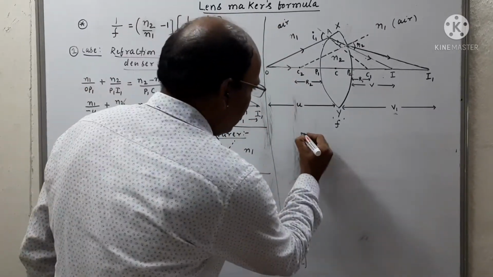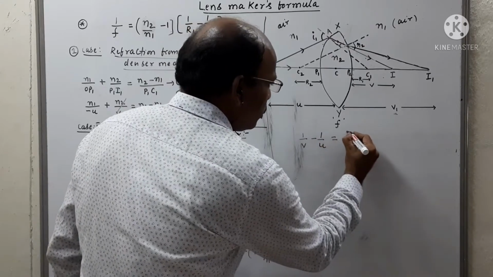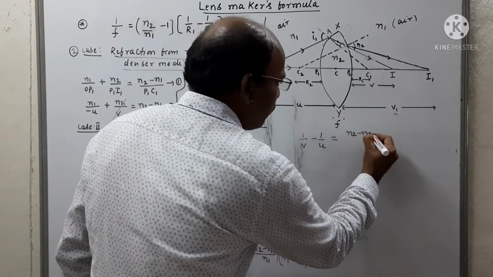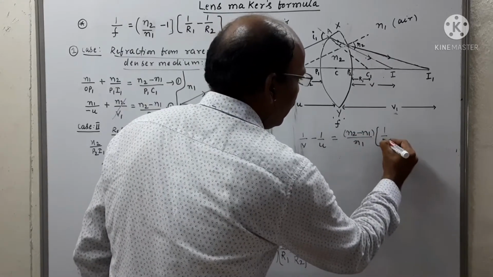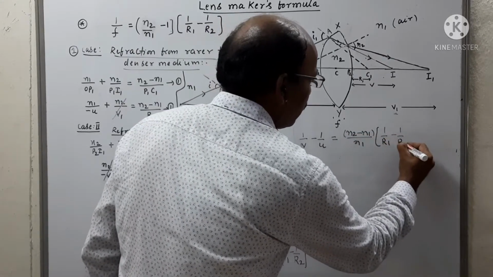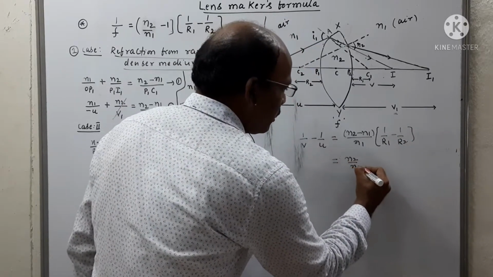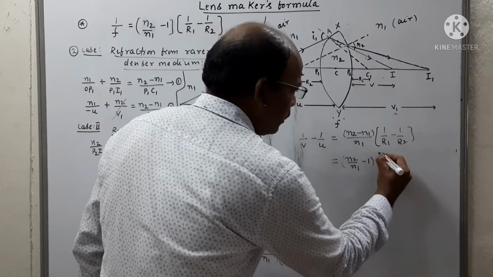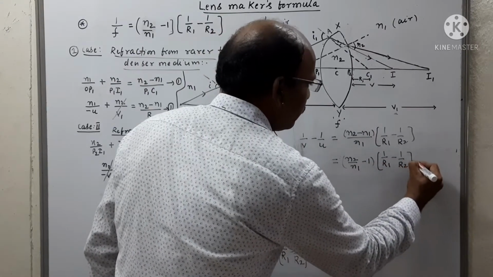So from this we can write 1 by V minus 1 by U is equal to (N2 minus N1) by N1 into (1 by R1 minus 1 by R2). So this becomes (N2 by N1 minus 1) into (1 by R1 minus 1 by R2).